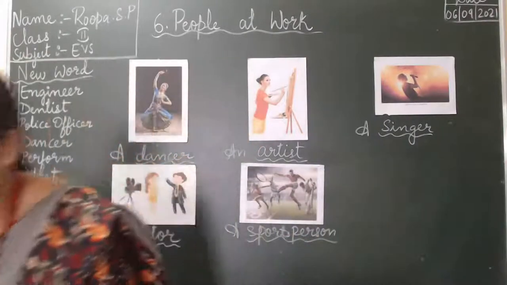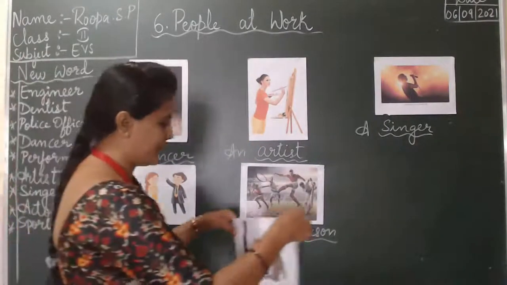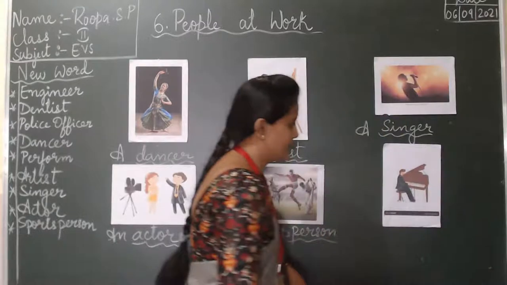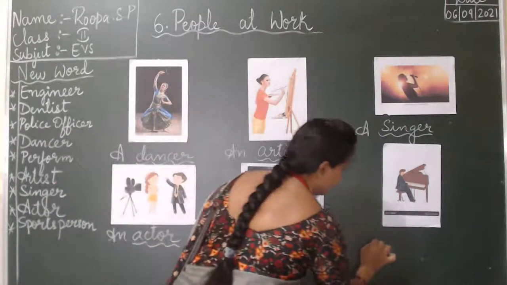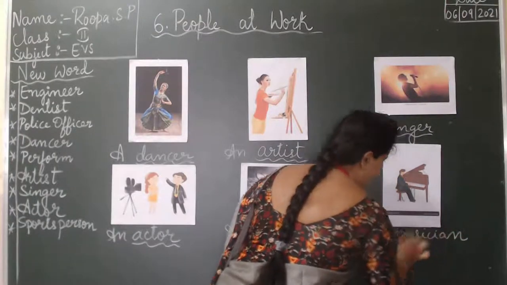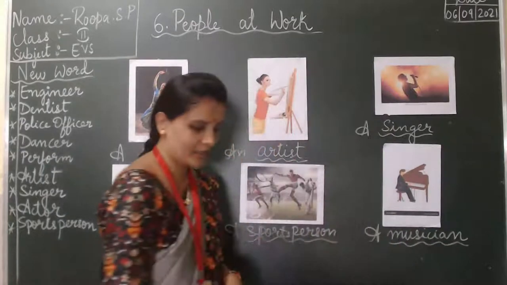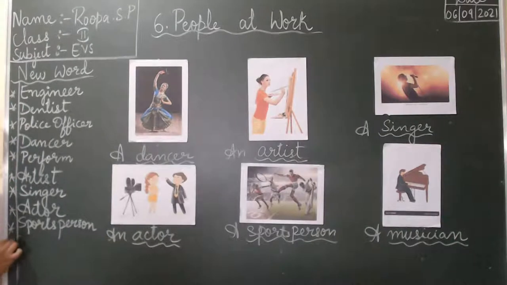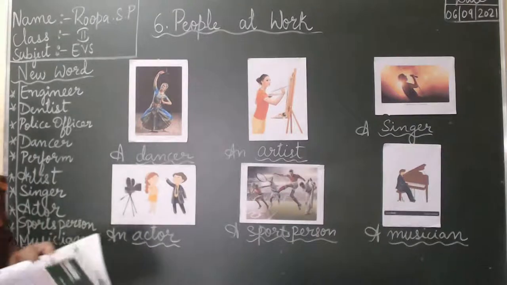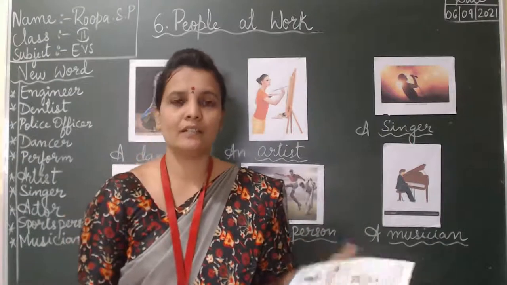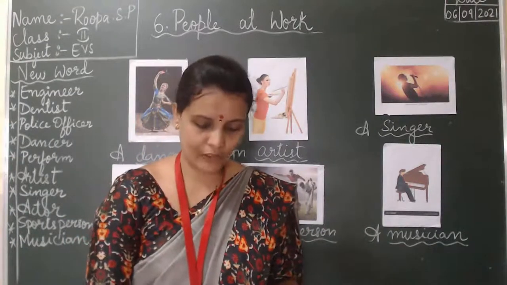The next is a musician. Next person's hobby is a musician. Yes, this is a picture of a musician. M-U-S-I-C-I-A-N, musician. Underline this word in your book, children. Now we write here a new word, musician. What does a musician do? He creates music. Yes, he composes music and plays it.